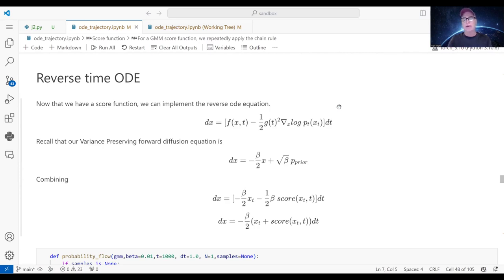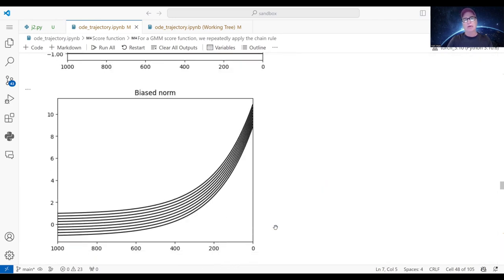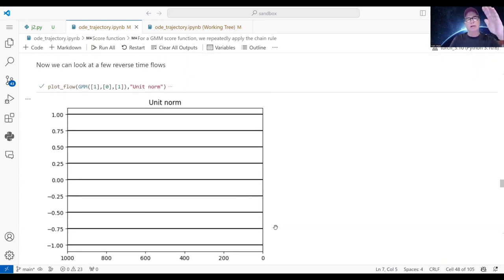Once we have the score function, we can now use this equation to derive the probability flow. This is going backwards in time towards the data distribution. Given the variance preserving parameters that we used for the forward SDE, combining that with the reverse flow, we get this equation for the probability flow. If we look at those, the question is: what is the probability flow from time t equals 1000 to time t equals 0?